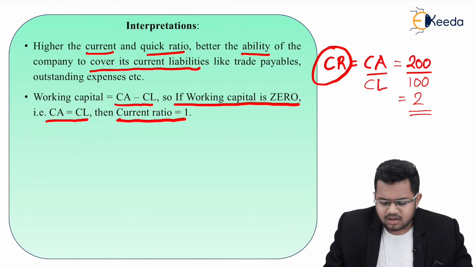तो it is mathematical, दोनों current assets and current liabilities को 100 ले लो, 100/100 will give you 1. So remember this interpretation.